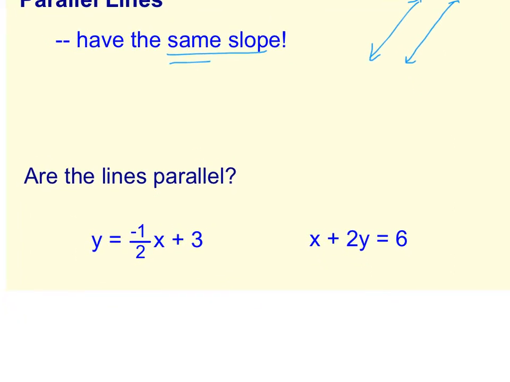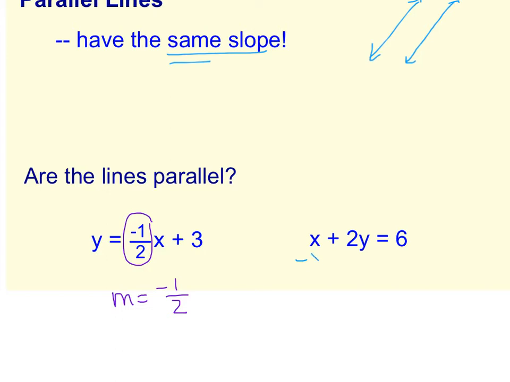All right, if you have to determine whether or not two lines are parallel, if you're given the equation yourself, all you want to do is compare the slopes. We know what the slope is when it's in this form, y equals mx plus b, that's our slope-intercept form. The slope is the number with the x, so our slope is a negative 1/2. So we want to see, does the second equation have the same slope? Well, we don't know what the slope is when we look at this because it's not in slope-intercept form.